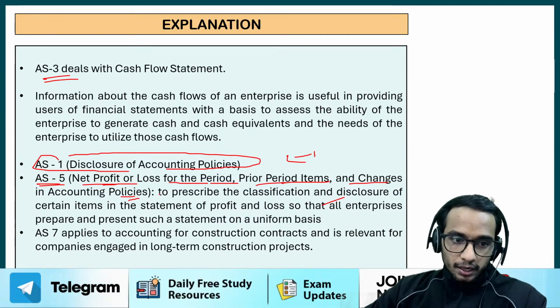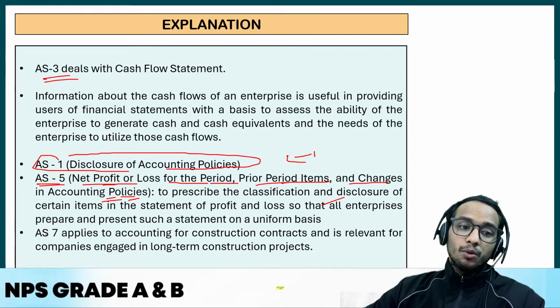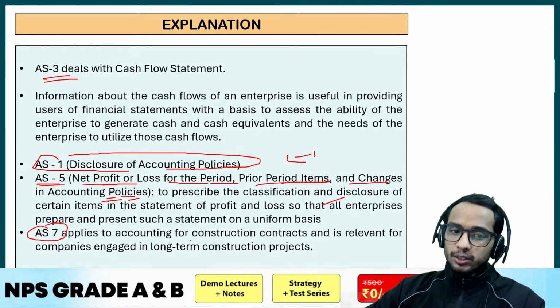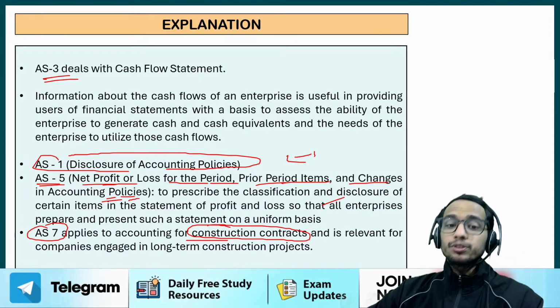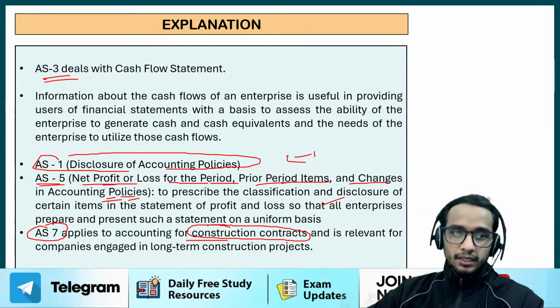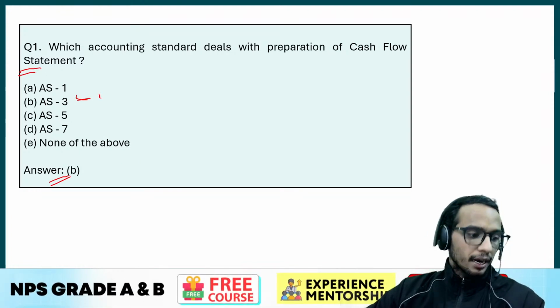Okay, so AS5 is net profit or loss for the period, prior period items, and changes in the accounting policies. Now what is AS7? AS7 applies to construction contracts. It gives you the guidelines for the accounting of construction contracts, right? So the question number 1 answer is option number B, that is AS3.